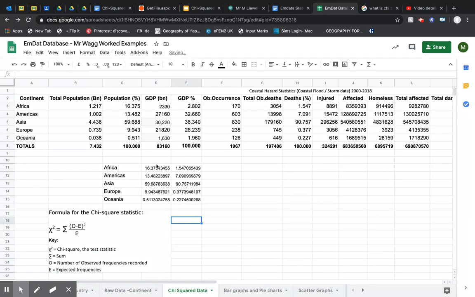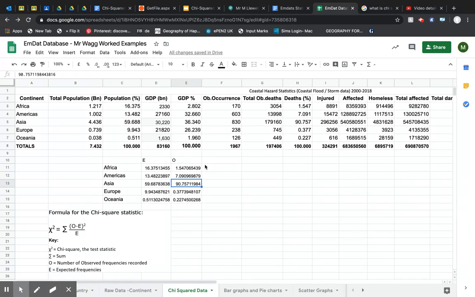Okay, so what I've got here is the total population. So this is my expected, and this is my observed percentages. So 16% of the world's population are in Africa, but only 1% of the deaths occur there. 13%, 7, 59, 90%. So again, we can start to see that this is not necessarily a match here.